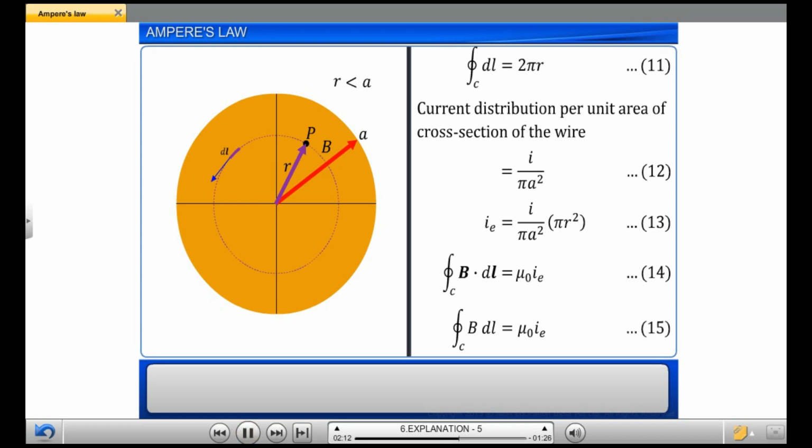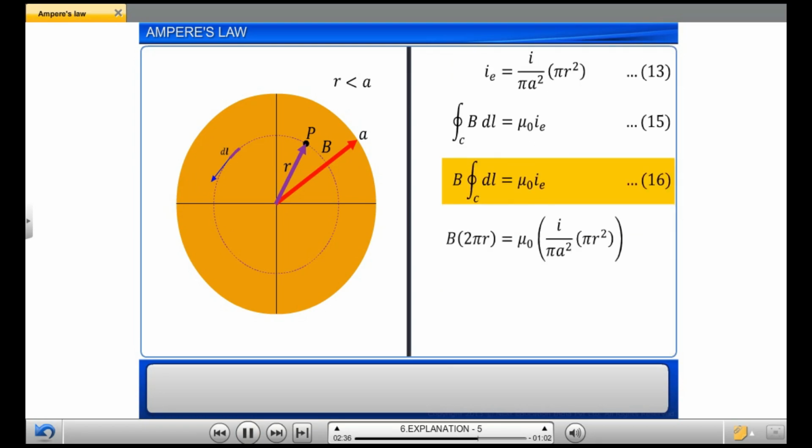The magnetic induction at every point on the Amperian loop is constant. Then, B into integral over the closed curve C dl is equal to mu naught I E. Let this be equation 16. Substituting equations 11 and 13 in equation 16, we get B into 2 pi r is equal to mu naught into I by pi a square into pi r square. On further simplification, we get B is equal to mu naught I r by 2 pi a square.